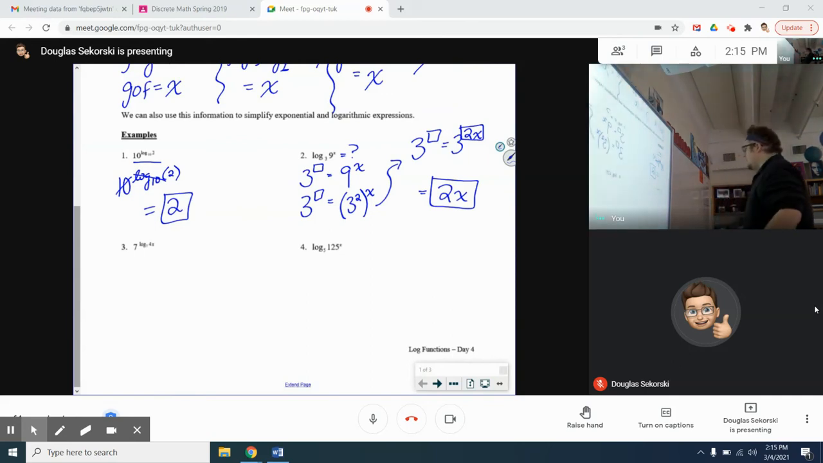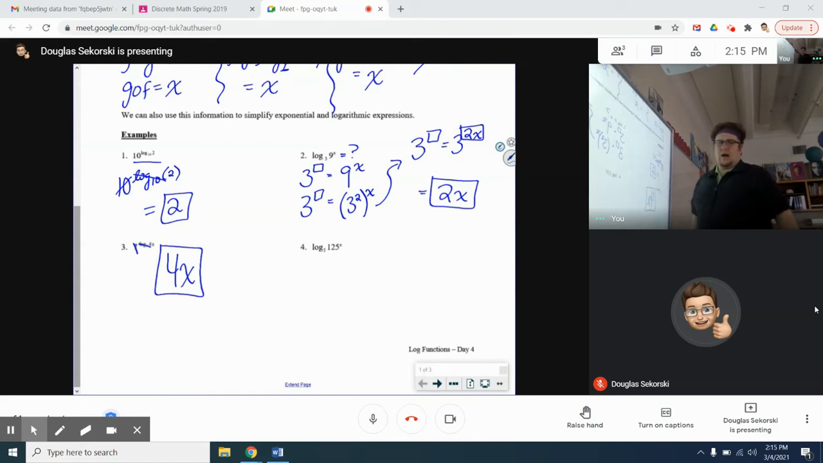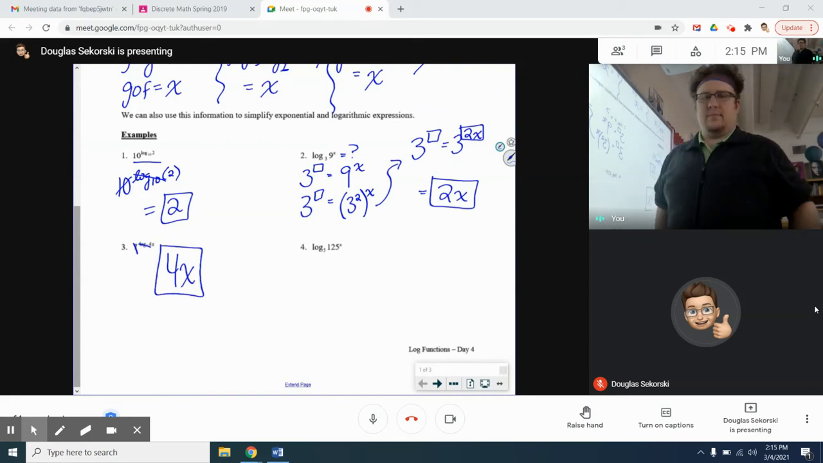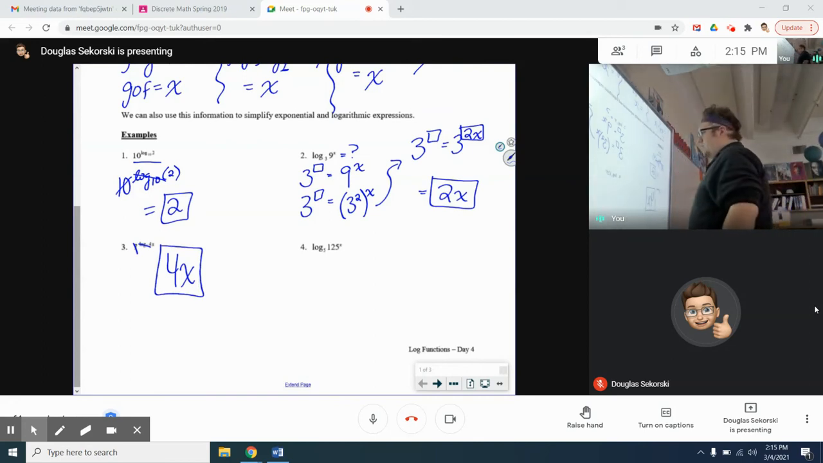Okay. Number 3 is easy like number 1. The log base 7s cancel out with the 7. And sorry, I got to stand back so I can see what that is. It's honestly just equal to 4x. Awkward, strange, but we're moving on. They cancel each other out.